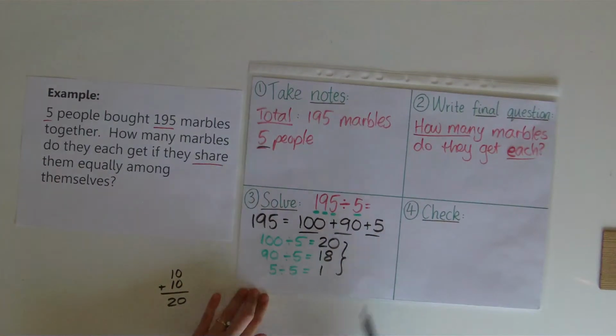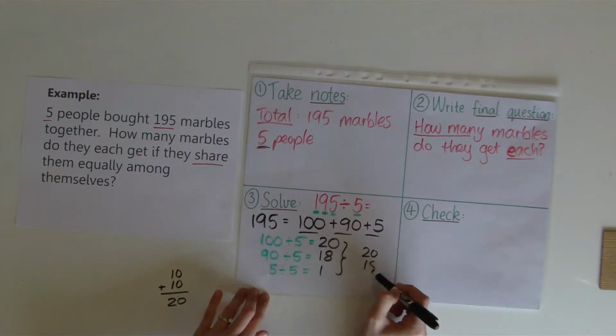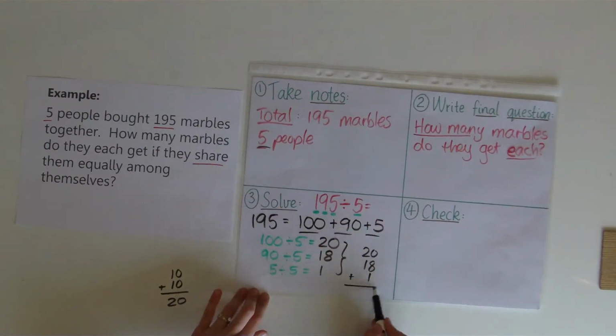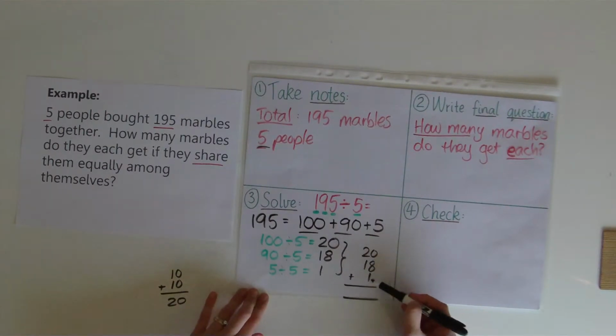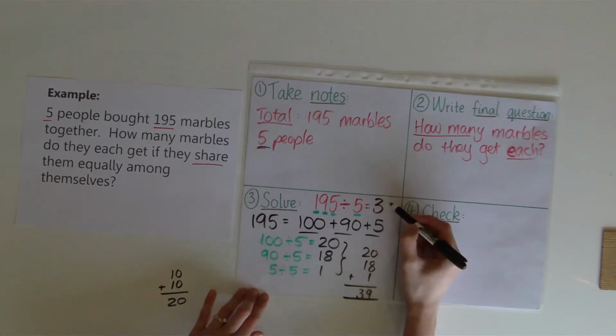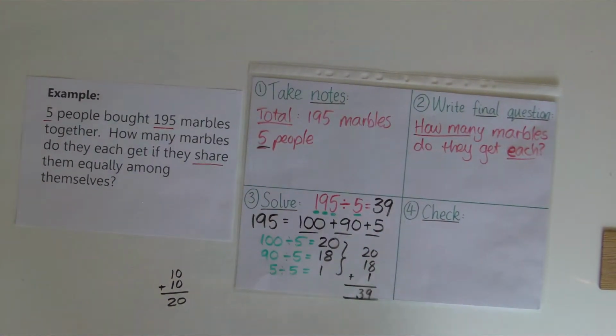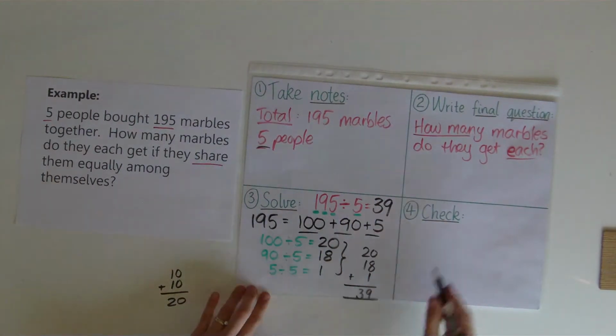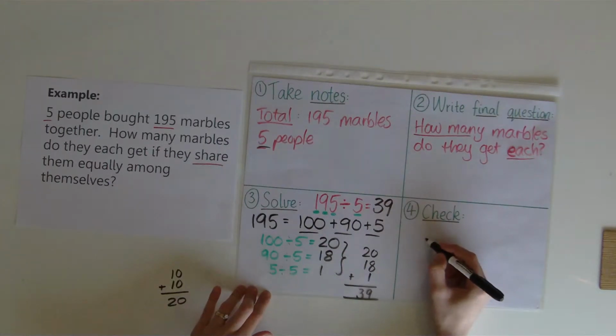Now simply add these ones up. So we go 20 plus 18 plus 1, so 8 plus 1 is 9, and then 2 plus 1 is 3. So the answer is 39. So how many marbles do they each get? Well, they get 39 marbles each. Lucky people. So to check, we could just go, well, what's 39 times 5?